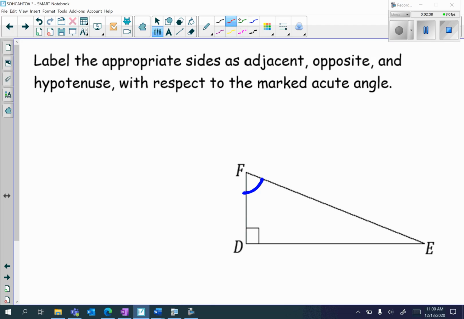So if my central angle is at F, I know opposite is across. So opposite would be DE. Adjacent would be the side right next to the central angle, and of course, across from the 90-degree angle is my hypotenuse. It's always important to label opposite, adjacent, and hypotenuse in terms of the central angle.